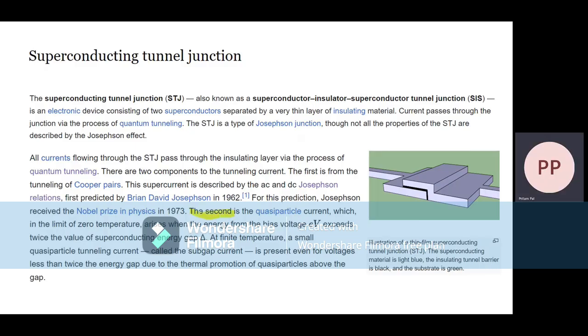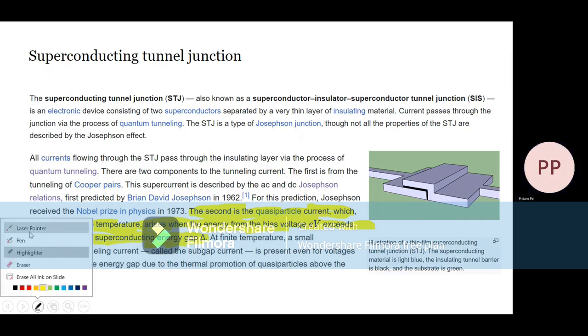So this second is the quasi-particle current. In the limit of zero temperature, it arises when the energy from the bias, because we are applying some bias, right, eV, exceeds twice the value of the superconducting energy gap. Okay, please note it down. It is a very important concept.